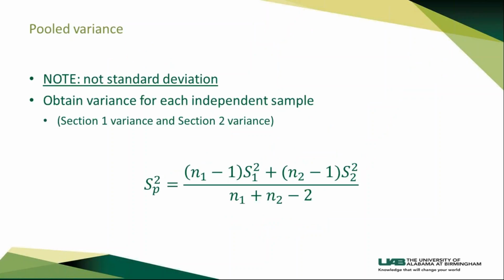So keep in mind that this is not the standard deviation. When we have been doing the single sample t-test and the dependent samples t-test, you've gotten a standard deviation, and that has gone into calculating that denominator, the standard error. We are not getting standard deviation here. We're getting variance for each sample. So make sure that you calculate variance for each sample and you don't go that extra step where you take the square root of the variance. You get the variance, and that's all you need from each sample.